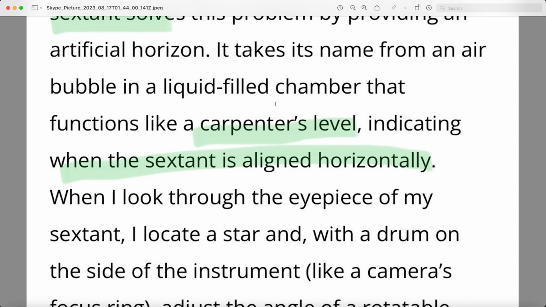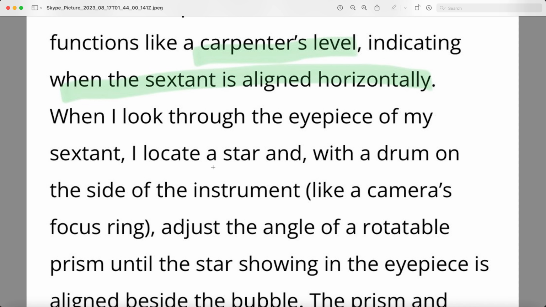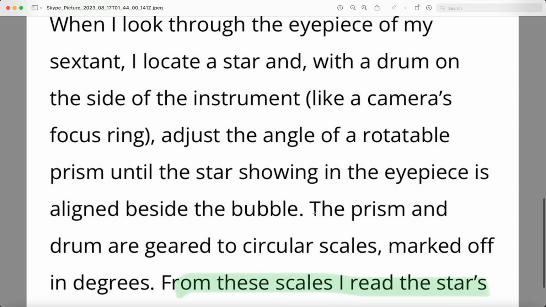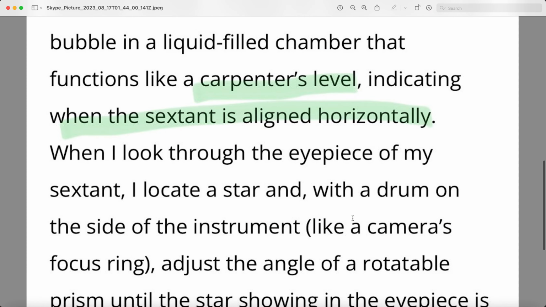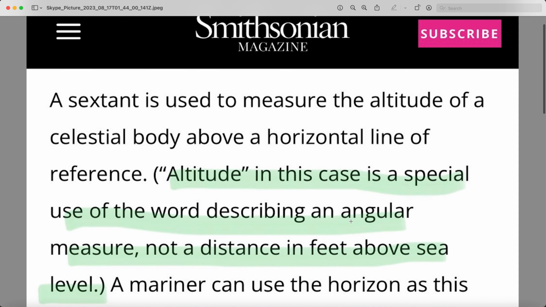So level is horizontal. When I look through the eyepiece of my sextant, I locate a star, and with a drum on the side of the instrument, like a camera's focus ring, adjust the angle of a rotatable prism until the star showing in the eyepiece is aligned beside the bubble. The prism and drum are geared to circular scales marked off in degrees. From these scales, I read the star's altitude. So altitude, in this case, is a special use of the word describing an angular measure, not a distance in feet above sea level. Nobody is claiming a height of celestial bodies. Nobody who's a flat earther is claiming them, that's for sure.